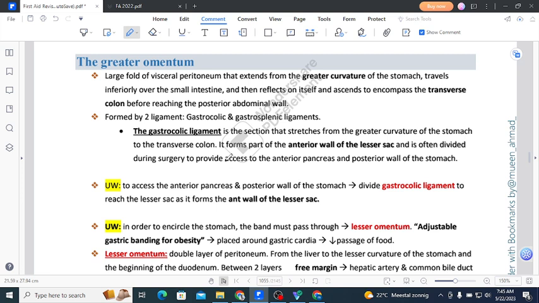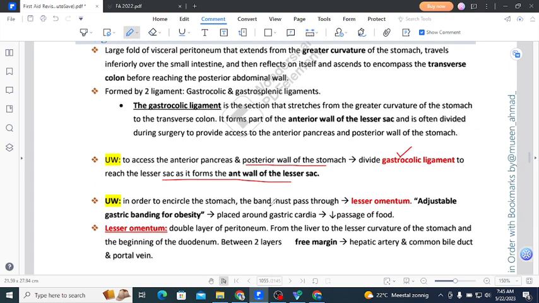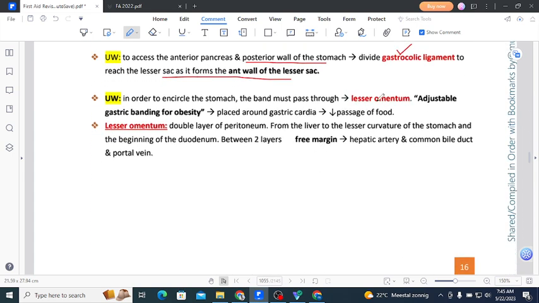Then we have a UWorld point, that is, to access the anterior pancreas and posterior wall of the stomach, divide the gastrocolic ligament to reach the lesser sac, as it forms the anterior wall of the lesser sac. Another UWorld point is that in order to encircle the stomach, the band must pass through the lesser omentum. Okay, adjustable gastric banding for obesity.